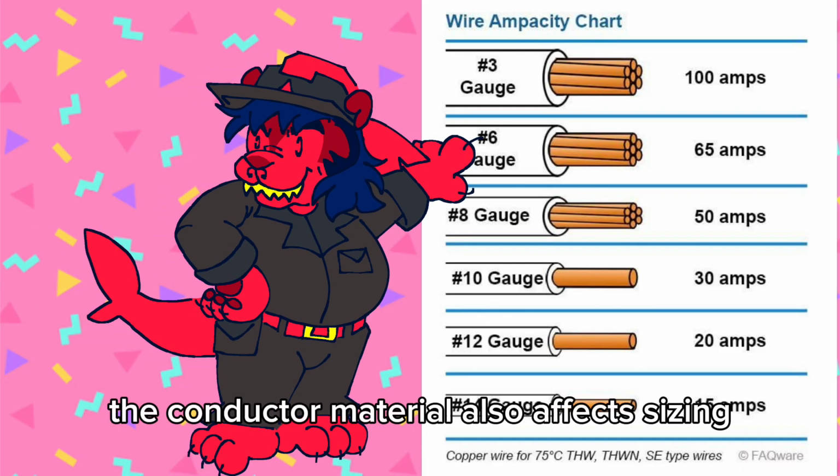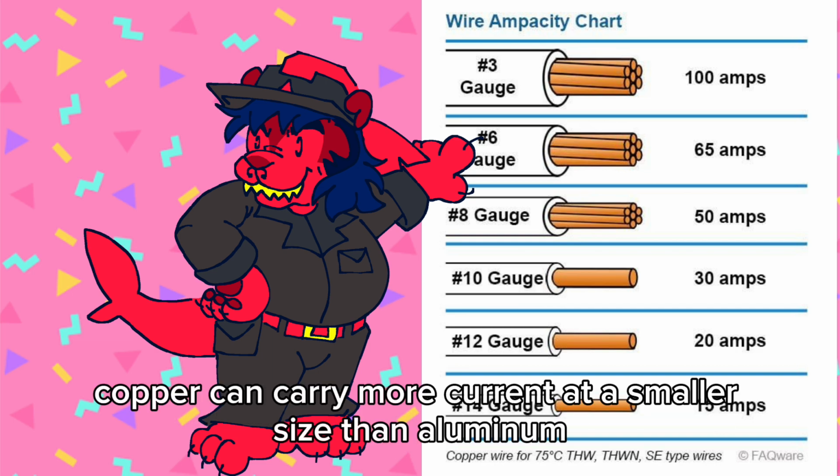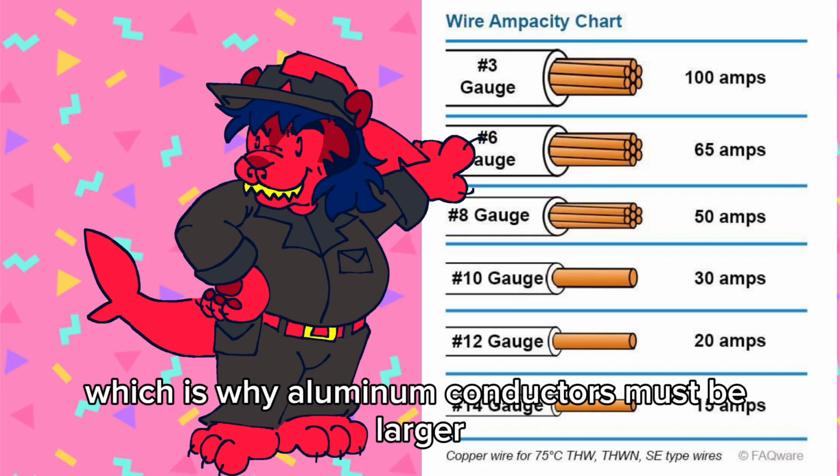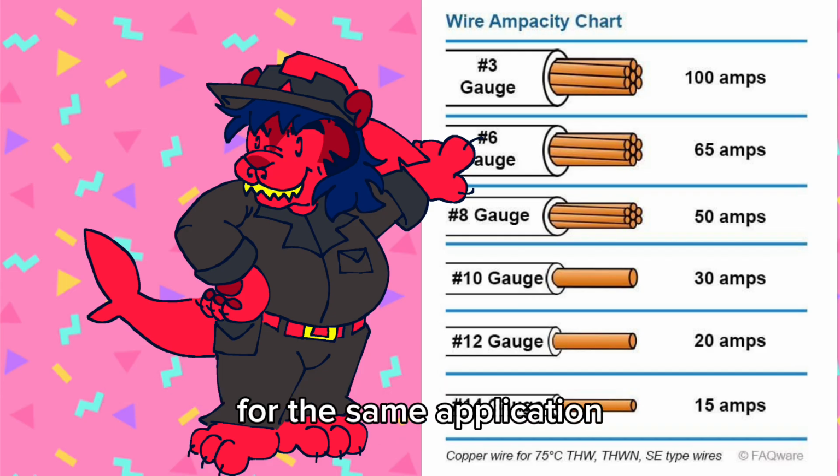The conductor material also affects sizing. Copper can carry more current at a smaller size than aluminum, which is why aluminum conductors must be larger for the same application.